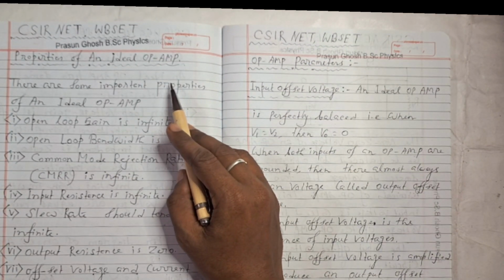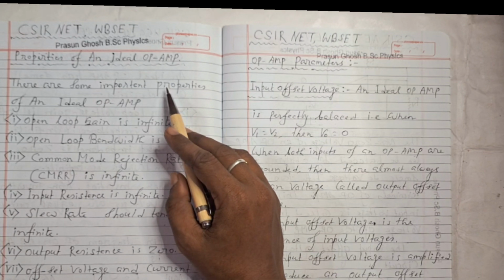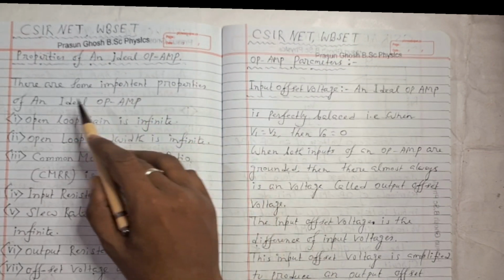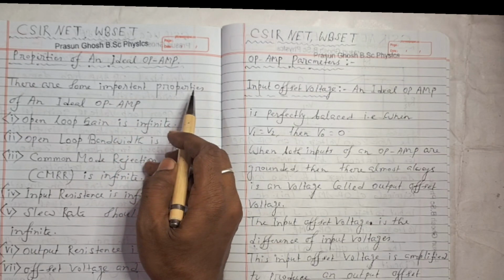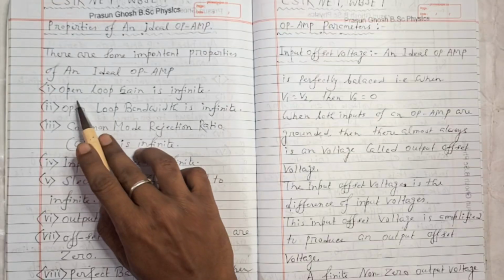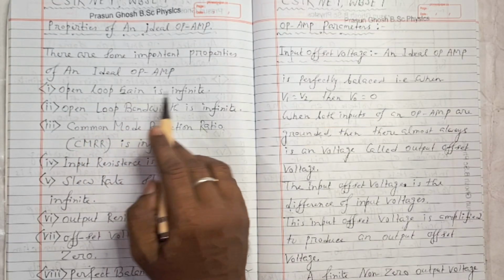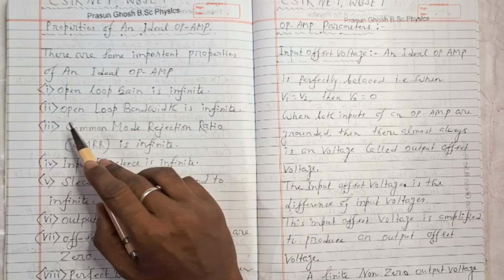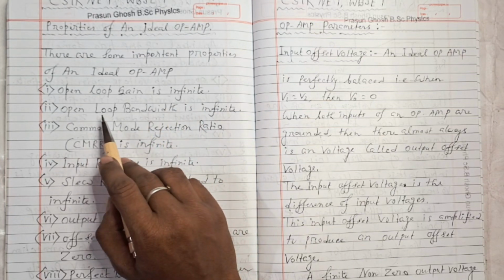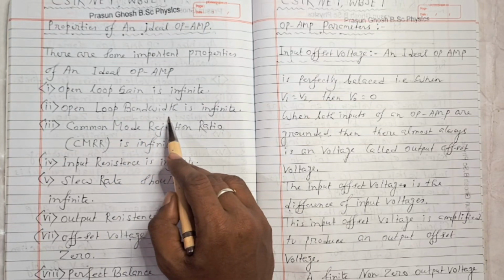There are so many properties. I mentioned some of the important ones. Number one, open loop gain is infinite. Number two, open loop bandwidth is infinite.